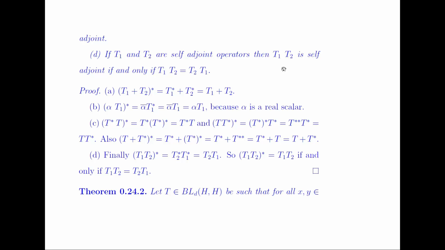And now finally, we have to prove that T1 T2 is self-adjoint if and only if T1 and T2 commute under multiplication. T1 T2 whole star is equal to T2 star into T1 star by the definition of adjoint, and it is given that T1 and T2 are self-adjoint. So this is equal to T2 T1.